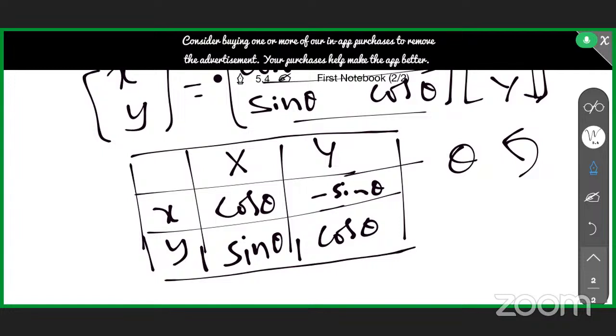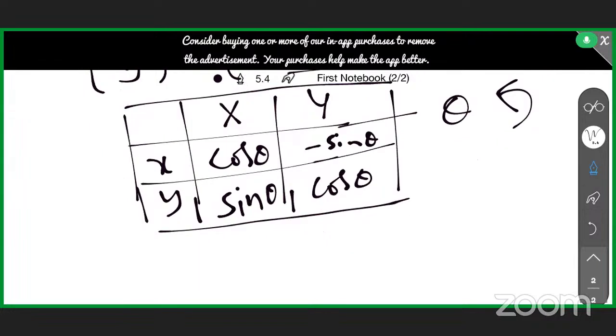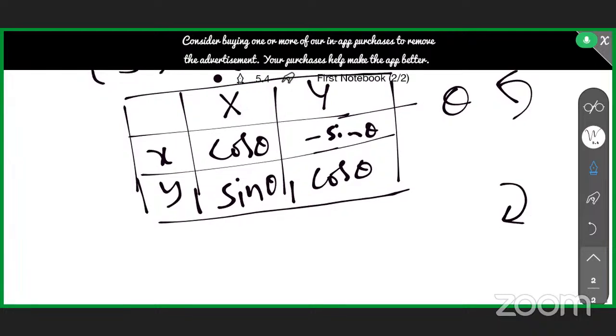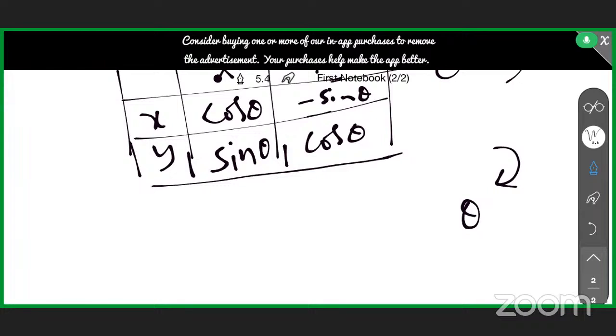Transformation table with the help of matrix, I am writing this one in this form. Now let us say that instead of rotating my axis in the anti-clockwise direction, I'm rotating my axis in the clockwise direction. Then what happens to my theta? My theta will become minus theta.